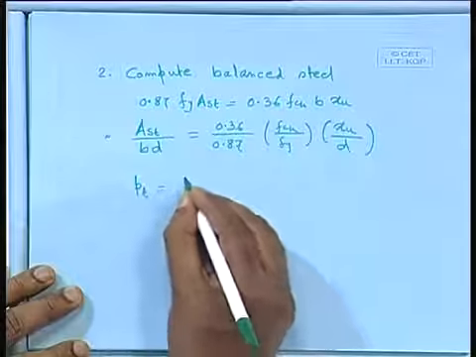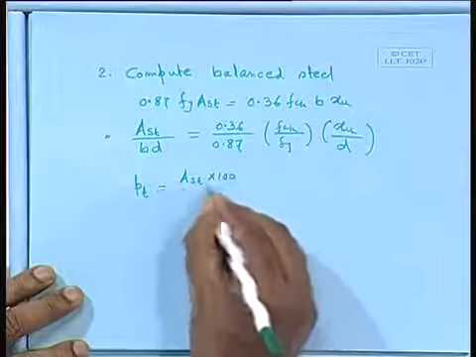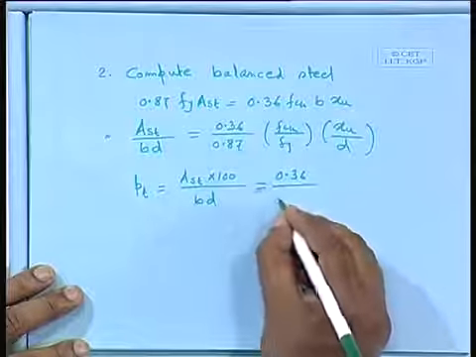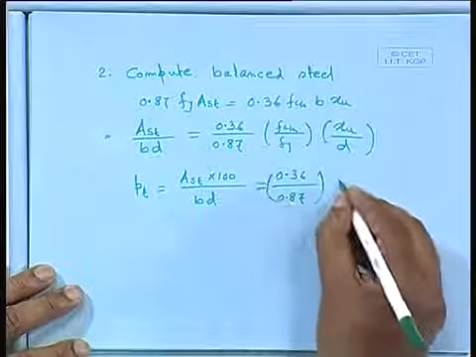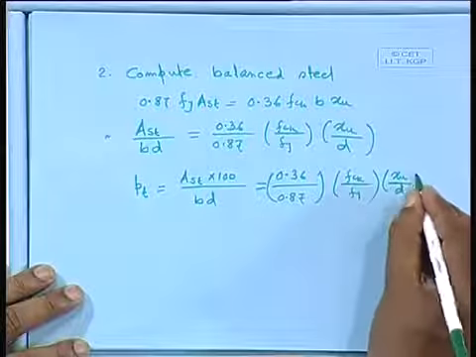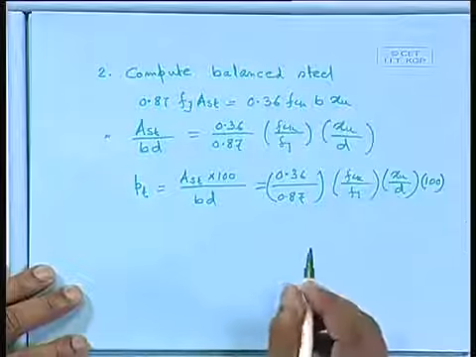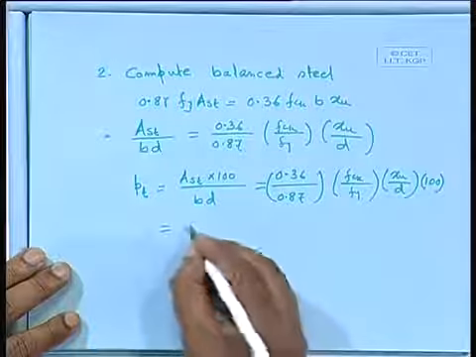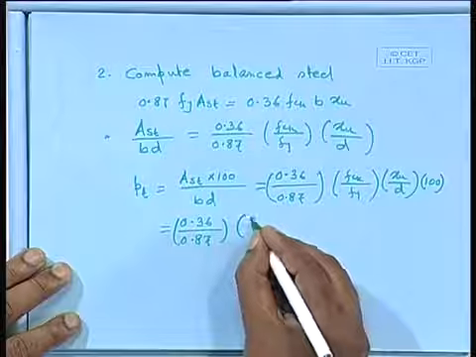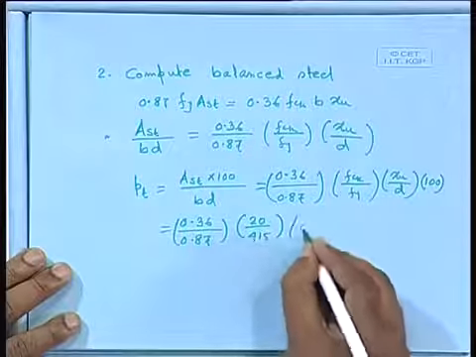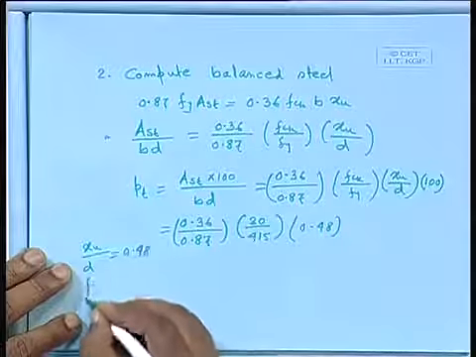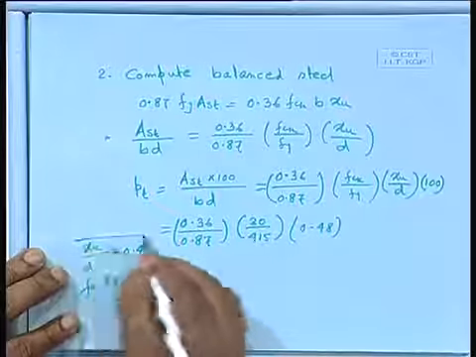pt, that is Ast times 100 divided by bd, equal to, I can simply write down, 0.36 by 0.87 multiplied by fck by fy multiplied by xu by d times 100 equal to 0.36 by 0.87 times 20 by 415 times 0.48, xu by d equal to 0.48 for Fe415. Okay.